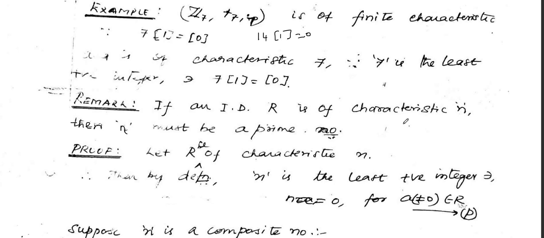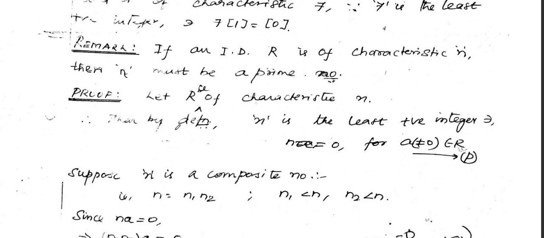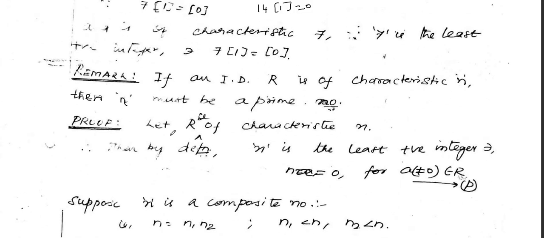Now if an integral domain R is of characteristic n, then n must be a prime number. This is one of the results. Whenever we talk about finite characteristic of an integral domain, not for a ring but for an integral domain, we say that it must be a prime number. Let R be of characteristic n, then by the definition n is the least positive integer such that na equals 0. Now our claim is n is a prime number.